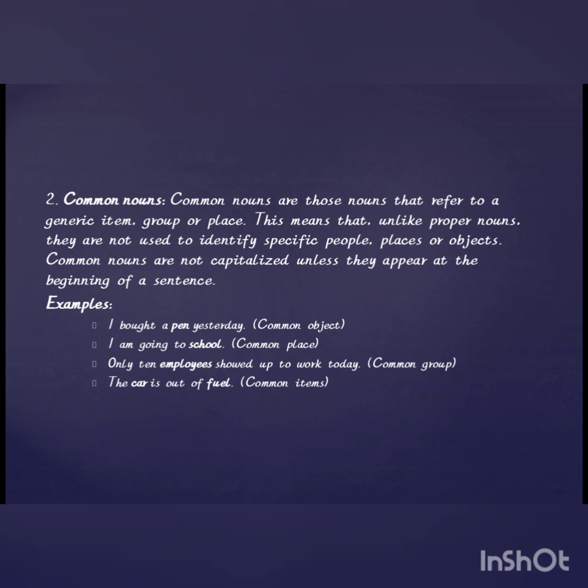Coming to the second type of noun. The second type of noun is going to be the common noun. Again, the title itself signifies that it addresses something in a common way. Common nouns are those nouns that refer to a generic item, group, or place. This means that unlike proper nouns, they are not used to identify specific people. Like I said in the very beginning, it is used to identify something in a very common way. It is not going to identify someone in particular, or some place in particular, or some thing in particular. Rather, it is going to tell something in a common way.